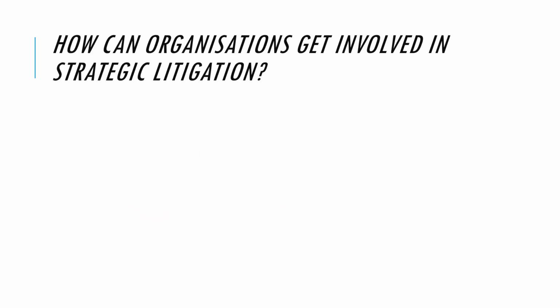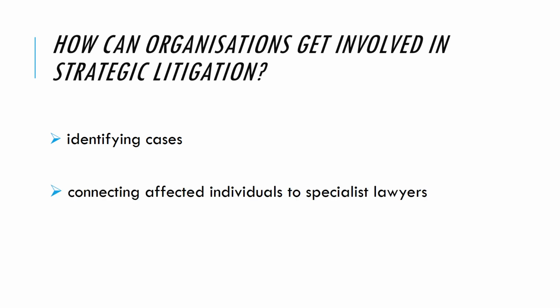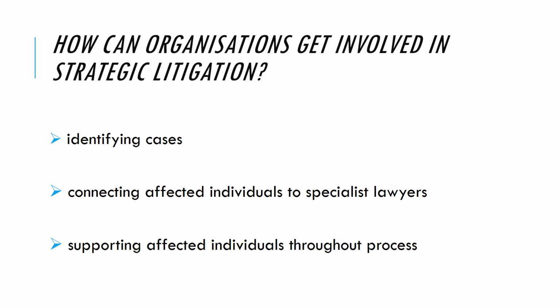There are several ways in which organisations that work with persons who are affected by homelessness can get involved in strategic litigation. Organisations can help identify cases that could form the subject of strategic litigation. They are in close contact with the affected individuals and will be able to piece together their residence history. Organisations can connect affected individuals with specialist lawyers who could then take on their case. They can act as a bridge between the two.